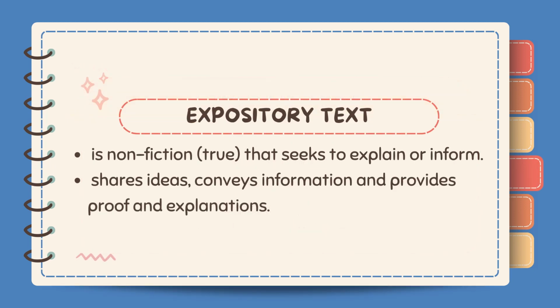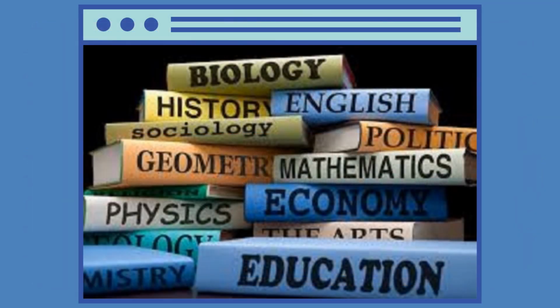Let us first talk about expository text. Expository text is nonfiction, meaning it is true, that seeks to explain or inform. It focuses on a specific topic. The writer shares ideas, conveys information, and provides proof and explanations. Some materials known for having expository text are textbooks, news articles, magazine articles, informative websites, self-help books, how-to books, history books, and science books.